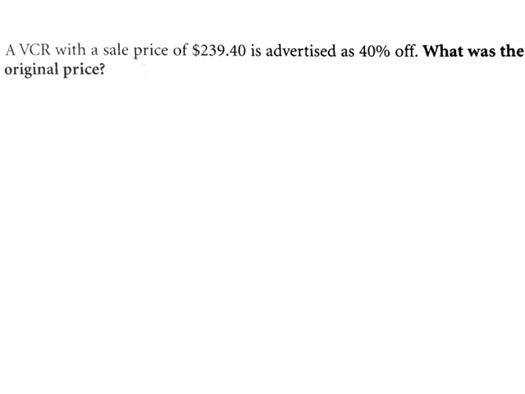Proportions with percents. A VCR with a sell price of $239.40 is advertised as 40% off. What was the original price? Okay, so $239.40 is the discount price. Our original price is what we want to find.